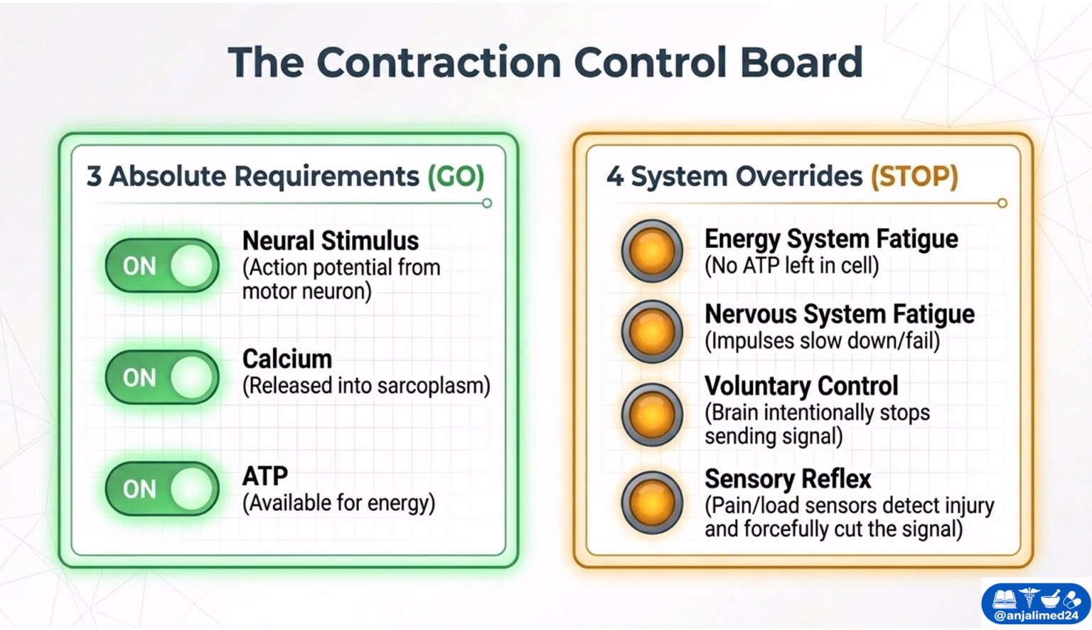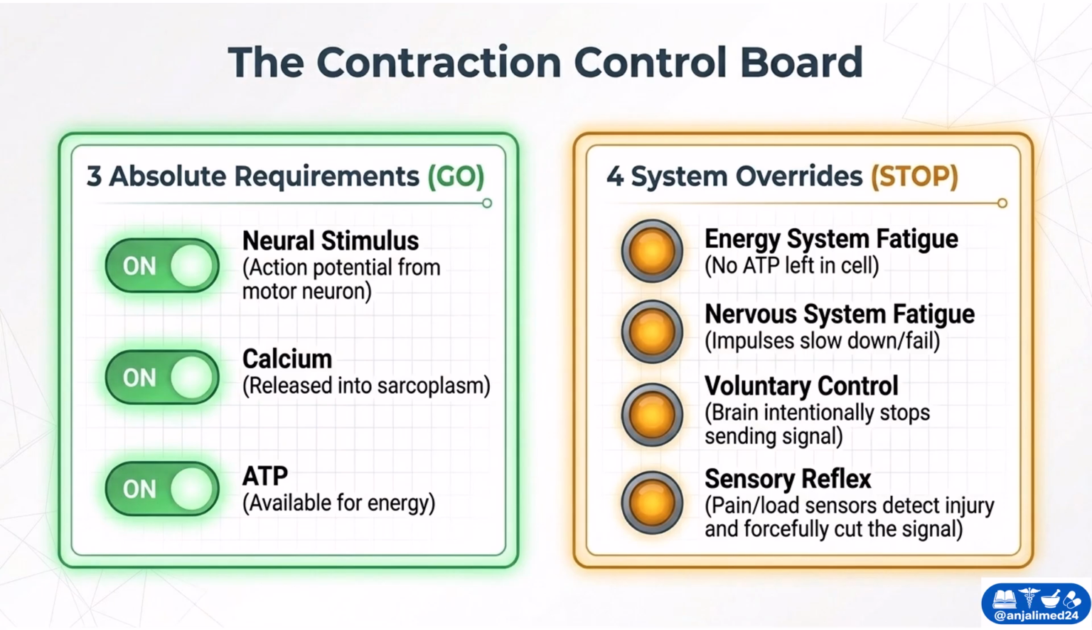Let us first examine the three essential requirements shown on the left side of the slide. The first requirement is neural stimulus. A muscle cannot contract unless it receives an action potential from a motor neuron. The nervous system initiates the entire process. Without electrical stimulation, the muscle remains inactive.